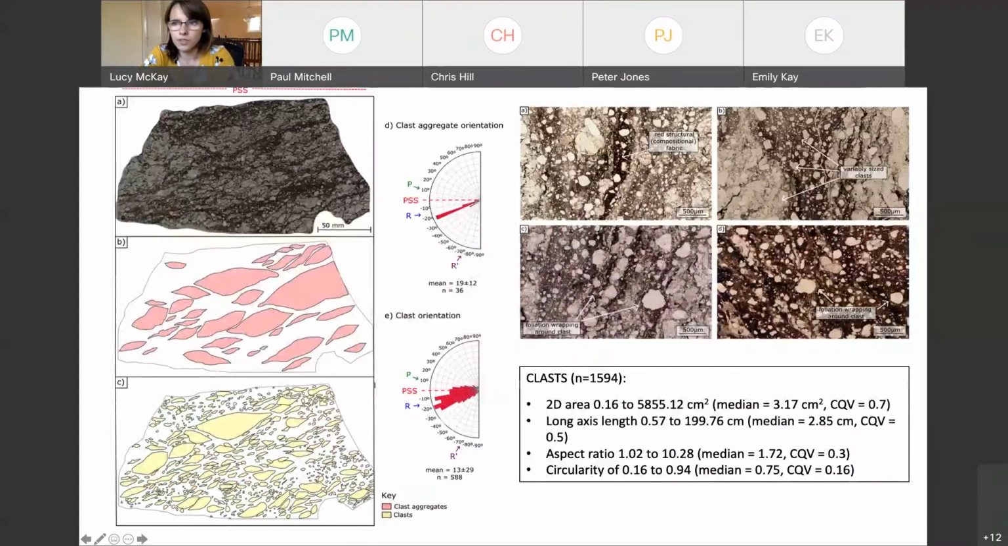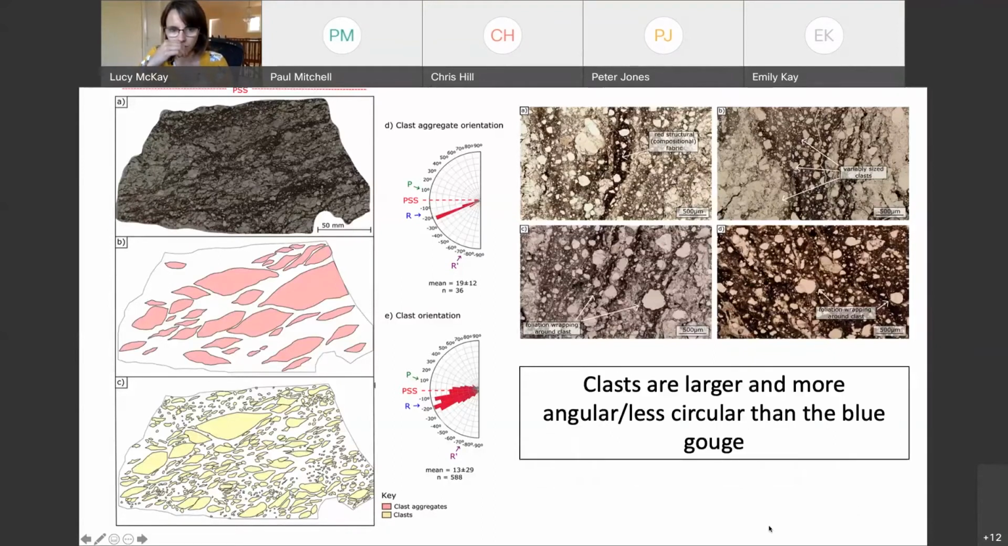So again, this just shows a thin section and my interpretation of it. And again, you can see that the clasts in this clay have a preferred alignment, and that they're all within these radial shear geometries. But unlike the blue gouge, the clasts here don't display tails or strain shadows, suggesting that strain is not quite as high in this unit as you're moving further away from the principal slip planes. So again, here I've shown the numbers, but all we need to take from it is that the clasts are larger, more angular, less circular than the blue gouge.